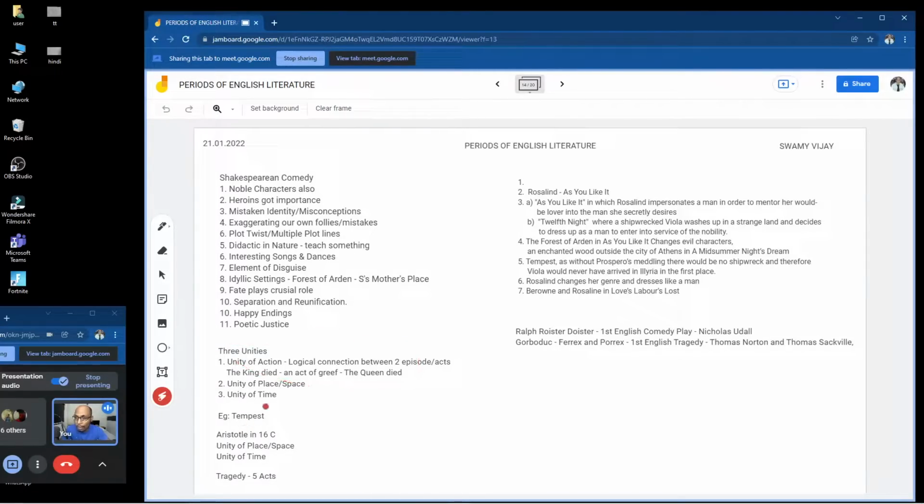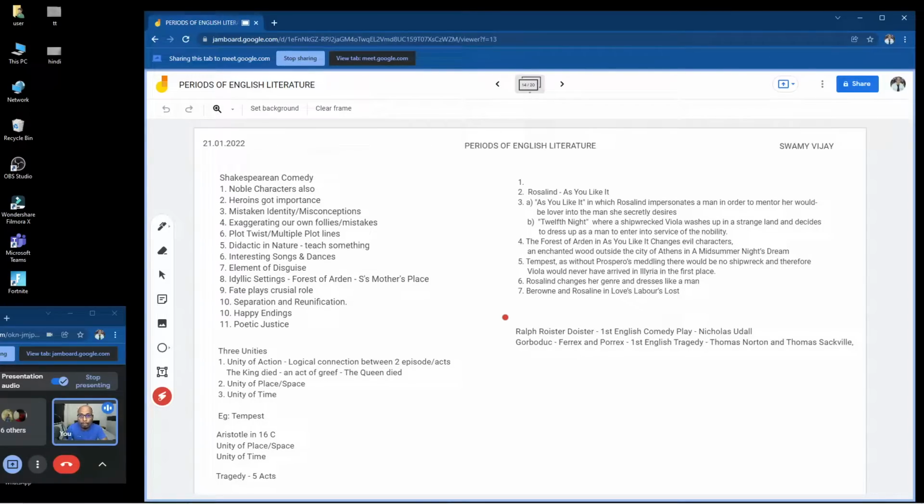Example, the Shakespearean play which followed all these three unities is The Tempest. But in Aristotle, in the 16th century, he could say unity of place and space, unity of time. All these university people who seriously followed the classical way of writing tragedy couldn't find the unity of time, because on stage, in the drama, they can't show how a boy progresses and matures into a man.